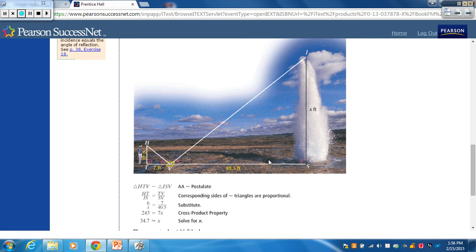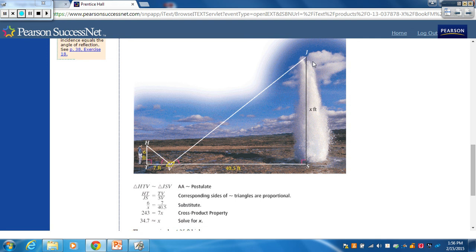So what I want you to see from this is this. If you were to stay a certain distance from the base of the geyser, in this case 47.5 feet, and you were to place a mirror somewhere between you and the geyser in a certain location, so that you could look through that mirror and see the top of the geyser, you would be creating similar triangles.